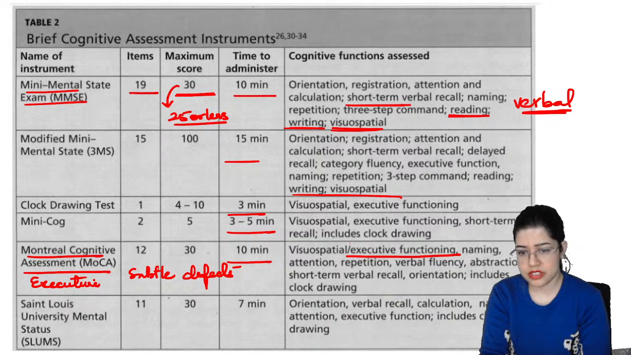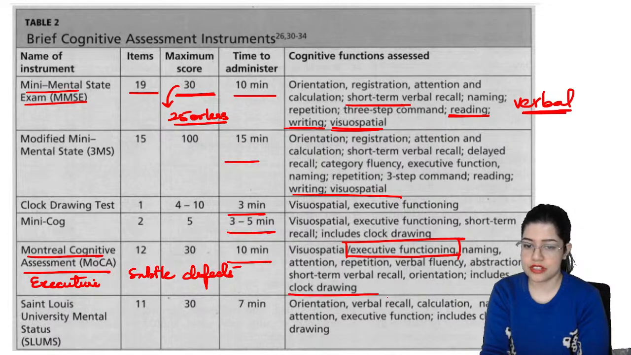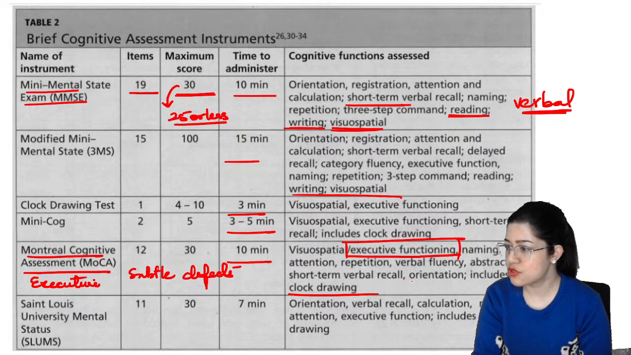So here what is important is the Montreal Cognitive Assessment does check for executive functioning. And because it checks for executive functioning, it is a lot better for your educated and highly educated people. ठीक है. Let me know if there are any doubts so far.